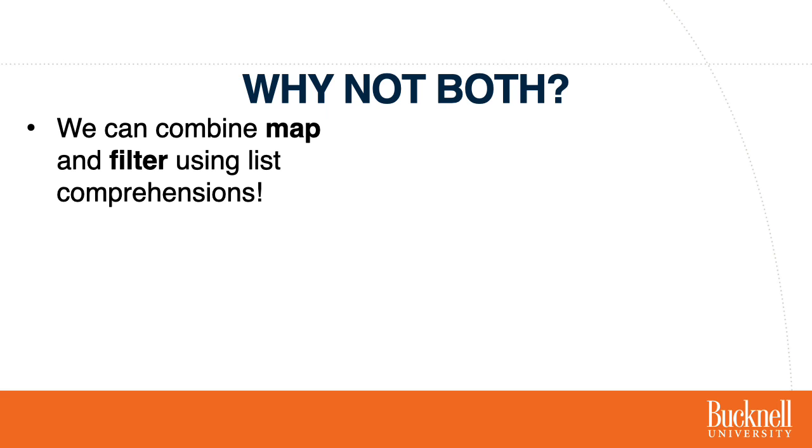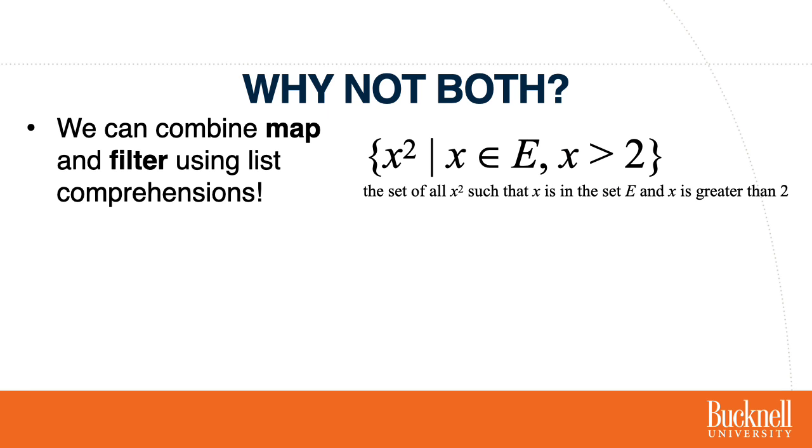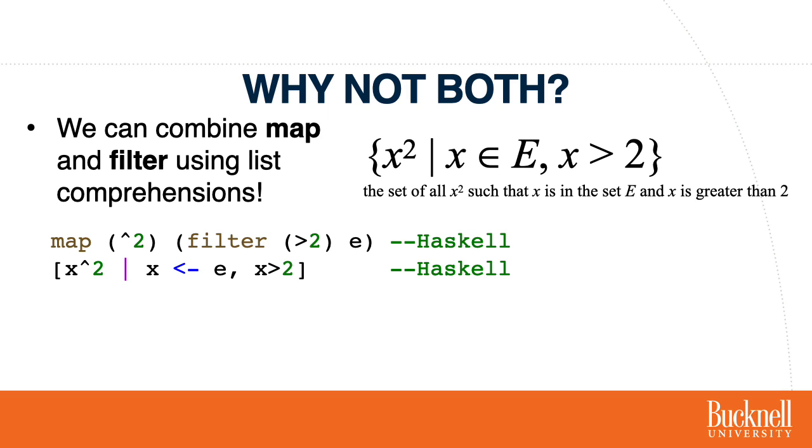We can combine map and filter functions using list comprehensions. For example, let's say we wanted to create the set of all x squared such that x is in the set E and x is greater than 2. We could do this using both map and filter in Haskell, or we could do this a little bit more succinctly using a list comprehension.